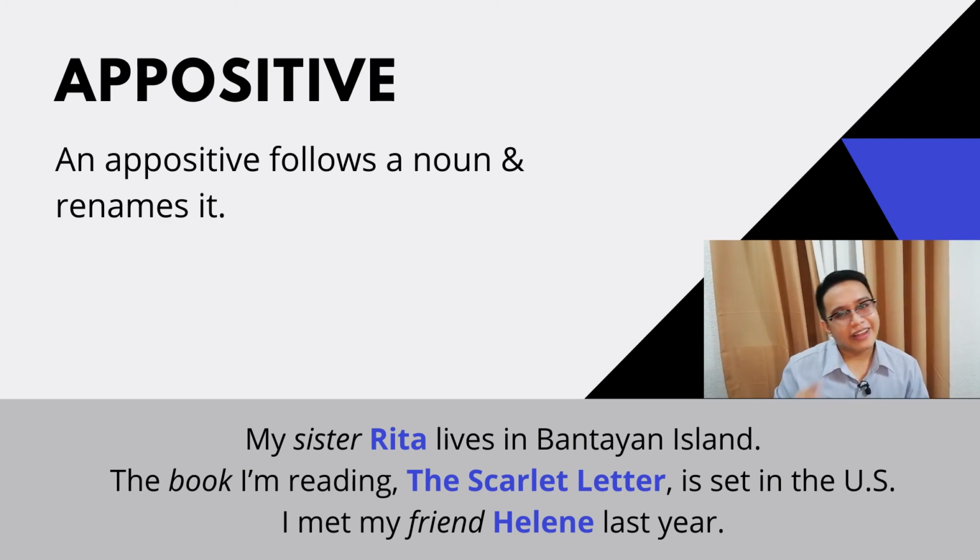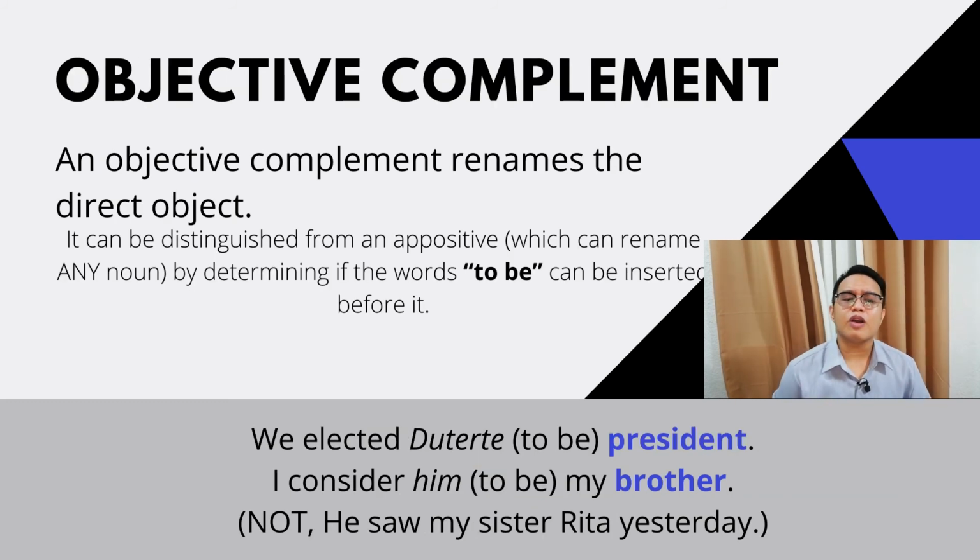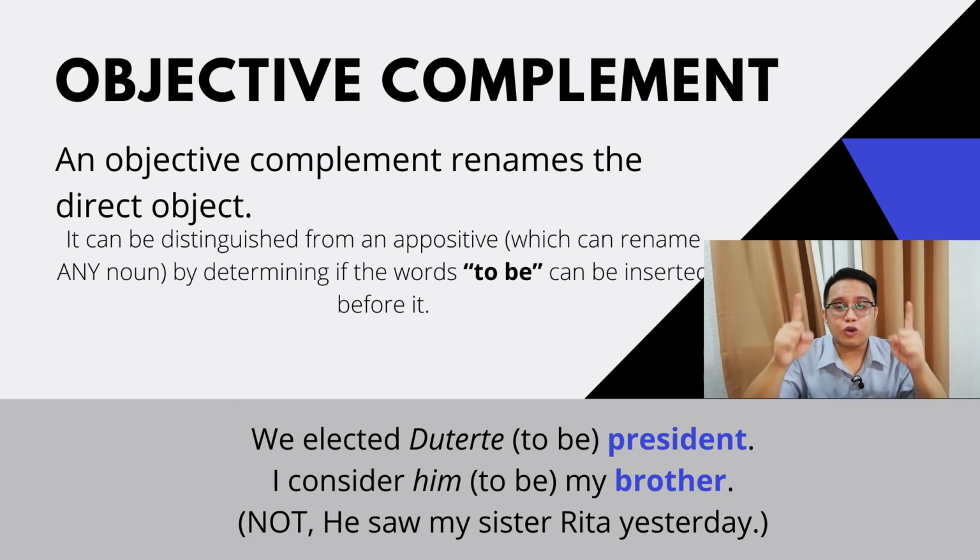Clear. Now, let's go to our next one, our objective complement. An objective complement renames the direct object. Okay? Now, it can be distinguished from an appositive, which can rename any noun, by determining if the words "to be" can be inserted before it. We talked about appositive earlier. So, here's your life hack. You have to insert "to be" so you can know if it's an objective complement or not.